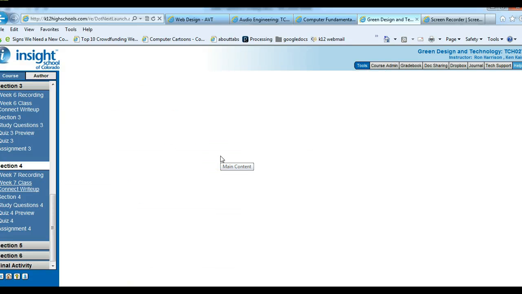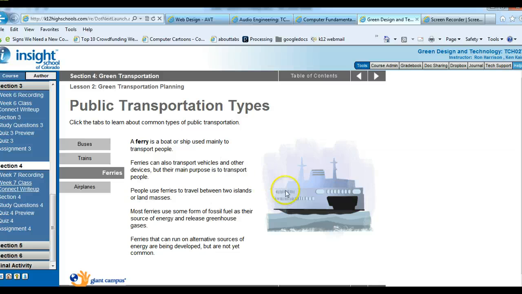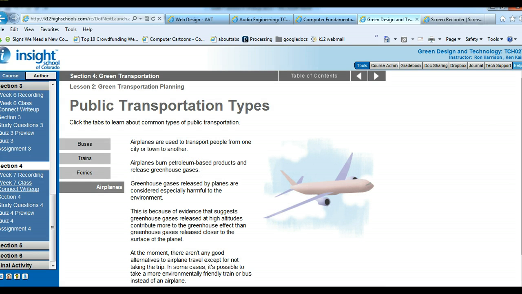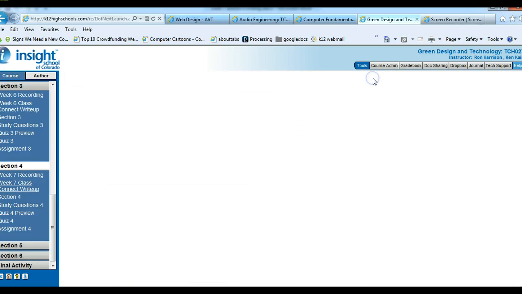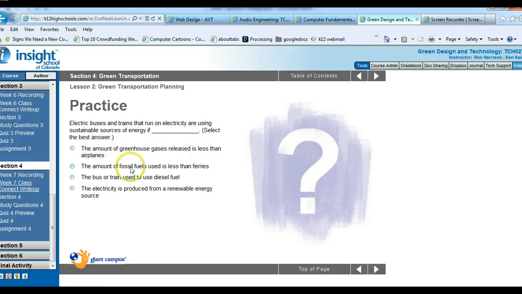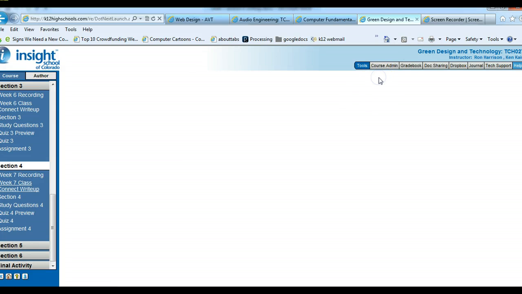Ferries, of course, are big ships or boats that go across waterways, across rivers or across bays and lakes. And finally, of course, airplanes. We know what airplanes are and how they relate to public transportation. So answer these questions, see what you know.